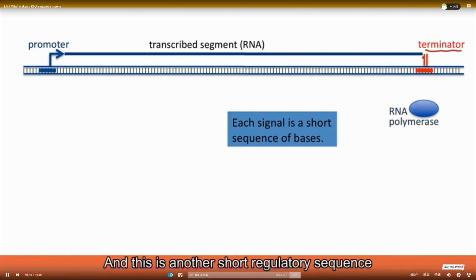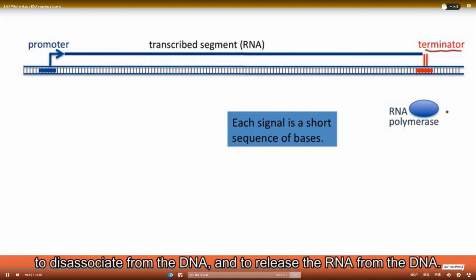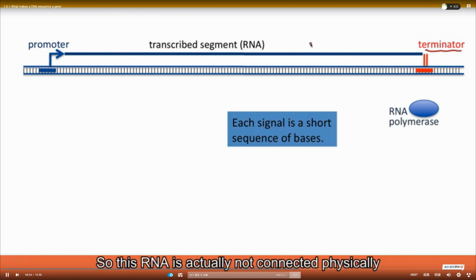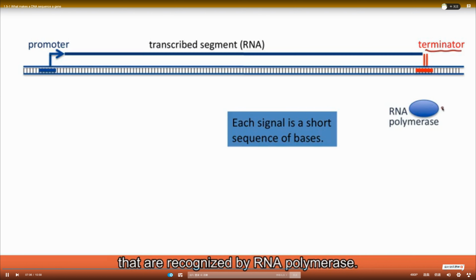And this is another short regulatory sequence that tells RNA polymerase this is the place to stop making RNA, to disassociate from the DNA, and to release the RNA from the DNA. So this RNA is actually not connected physically to the DNA once it's finished. So we have two signals, a start here signal and a stop here signal that are recognized by RNA polymerase.